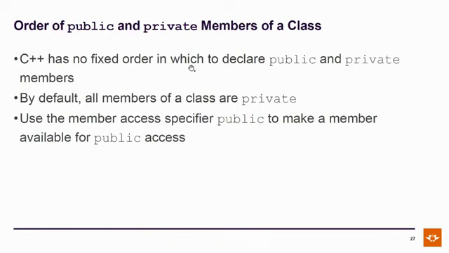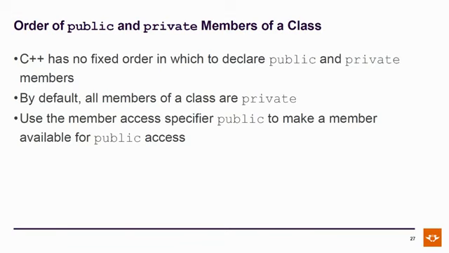C++ doesn't have a fixed order in which we declare public and private members. And for what it's worth, the default for classes is private. What we're going to do is our standard, but I won't penalize you if you do something different as long as you're consistent. But the way we're going to do it is we're going to start with public and then switch over to private later.